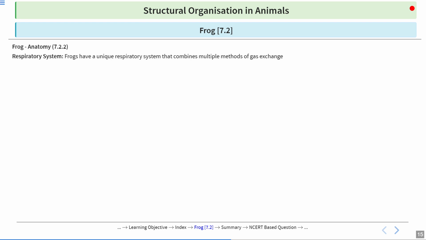Now we will talk about the respiratory system. Respiratory system in the case of frog. So frog has a unique respiratory system that combines multiple methods of gas exchange. There is not one single method of respiration we see in the case of frog. There are multiple methods of gas exchange. And what are they? Let us see.